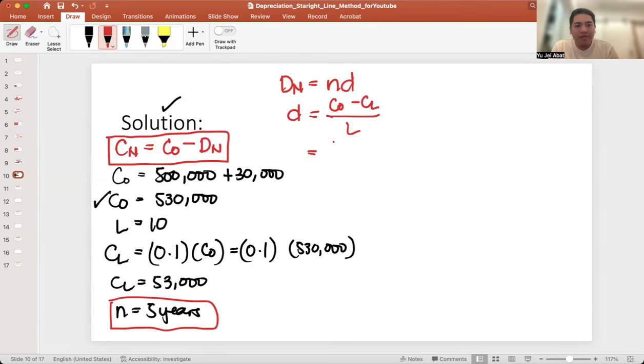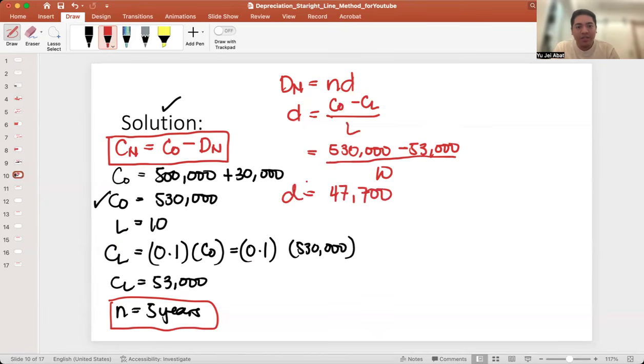Do we have those given? Yes, we have. C sub O is 530,000 minus C sub L, 53,000, and then all over the useful life, which is 10. Let me just get my calculator. So you have 530,000 minus 53,000 all over 10. So that's 47,700.